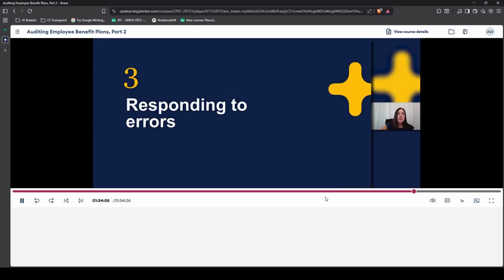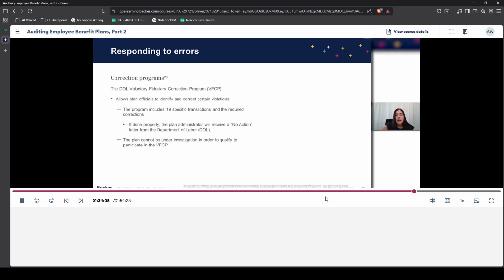And we've already mentioned some of the common mistakes that are made. And so now we're just going to wrap up and tie some of that up as to how these mistakes and errors can be corrected. So we have correction programs from both the Department of Labor and the IRS. The Department of Labor's correction program is their voluntary fiduciary correction program. And there are 19 specific transactions that are allowed to be corrected through the program. And they provide steps as to how these items can be corrected appropriately.